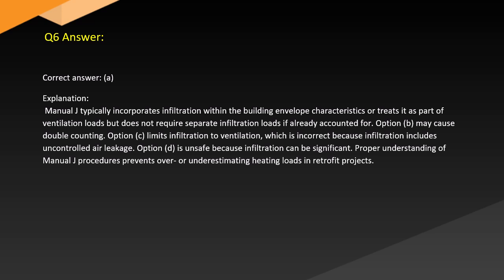Option C limits infiltration to ventilation, which is incorrect because infiltration includes uncontrolled air leakage. Option D is unsafe because infiltration can be significant. Proper understanding of Manual J procedures prevents over or underestimating heating loads in retrofit projects.